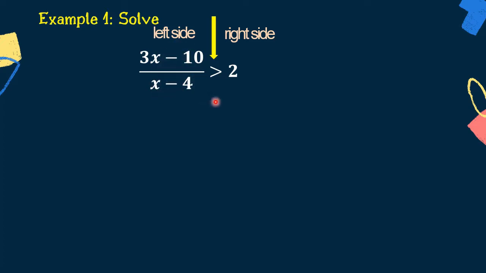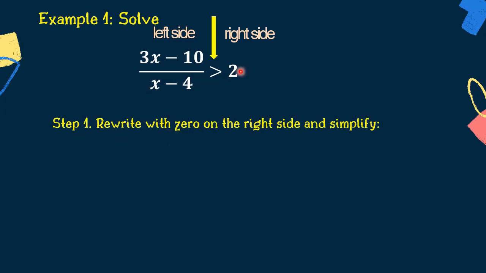Now, how do we solve for rational inequality? We have to follow the steps. First, we have to rewrite with 0 on the right side and simplify. If you have noticed from our given example, we have here 2 on the right side. Pero, ang sa rule natin, rule number 1, it must be 0 on the right side. So, kailangan natin eliminate ang 2 and we have to equate this to 0.